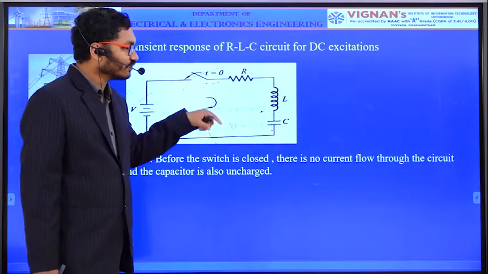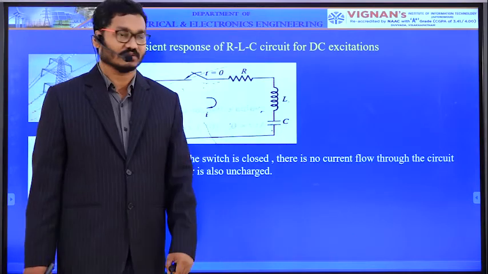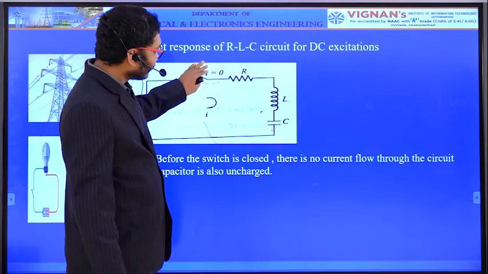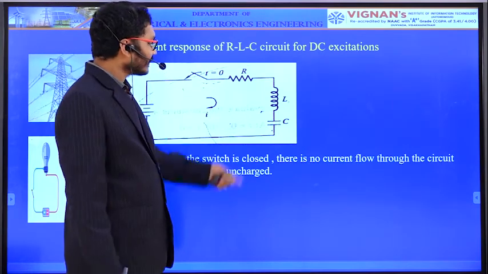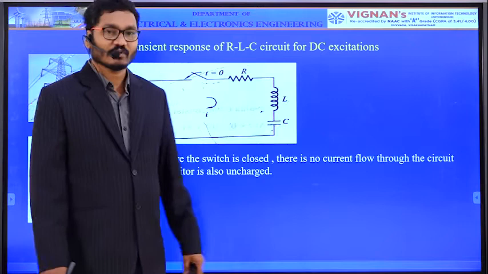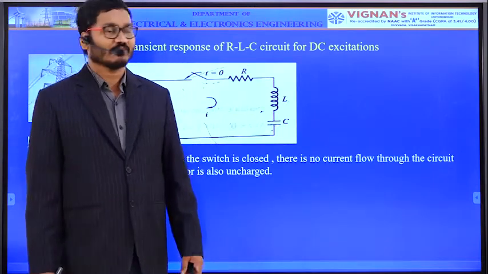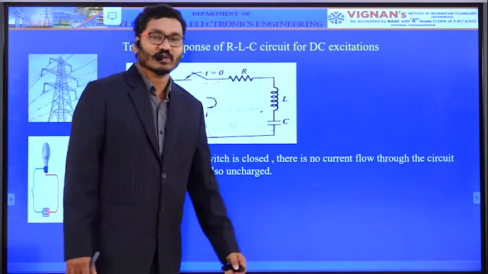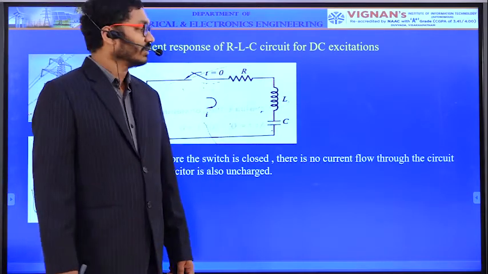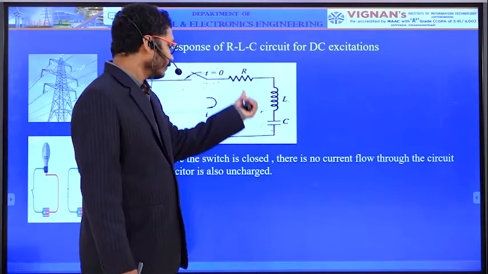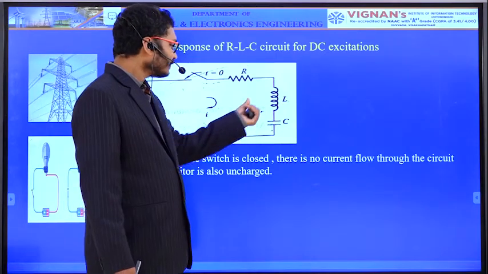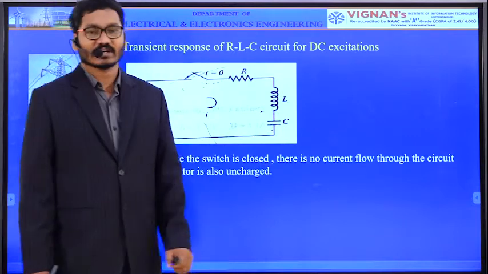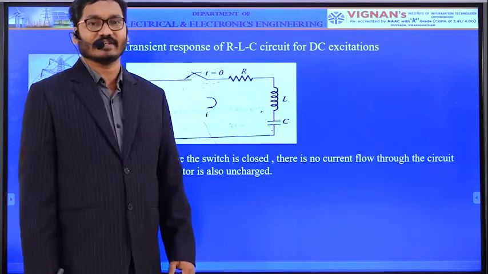At t equals 0 minus, before the switch closed, the switch is open. Once the switch is open, this is an open circuit. For an open circuit the current is 0. Once the current is 0, there is no initial energy in the capacitance, so the voltage across the capacitance is also 0. The total current I and the inductor current iL of t are the same because it is a series circuit.